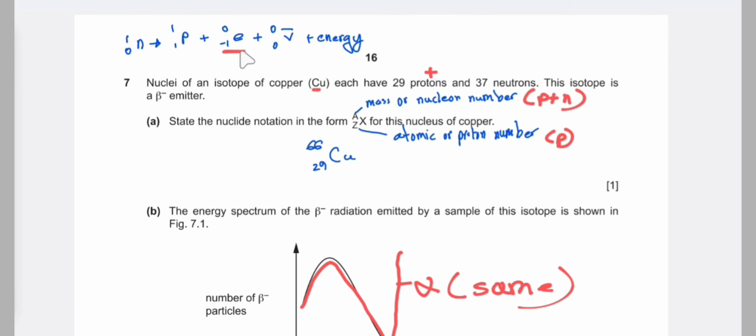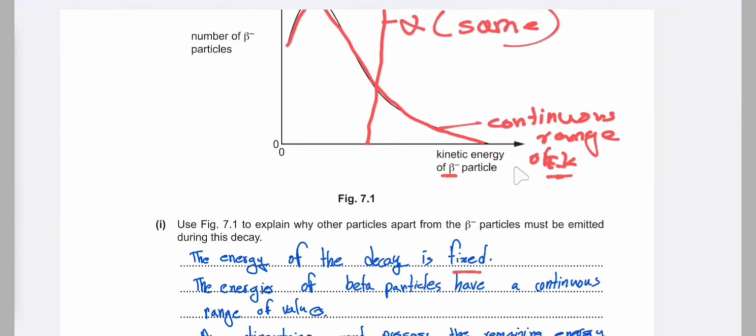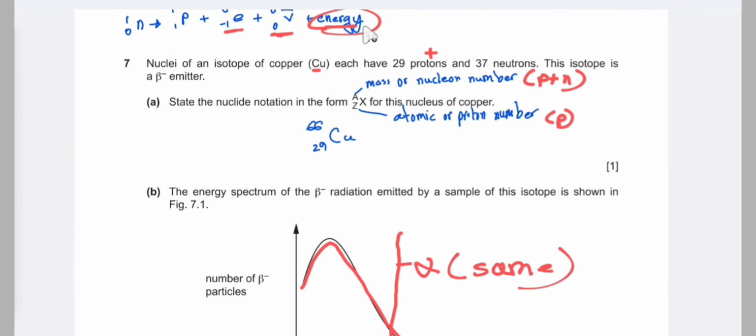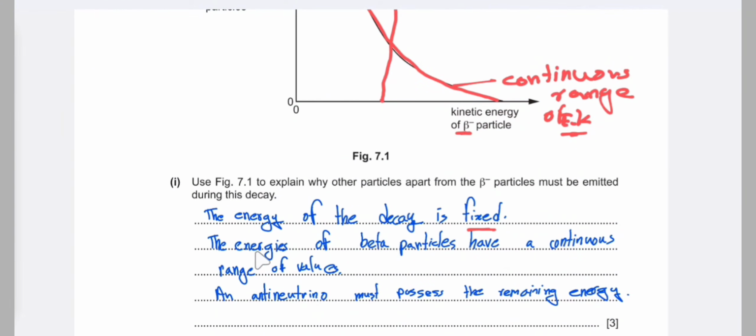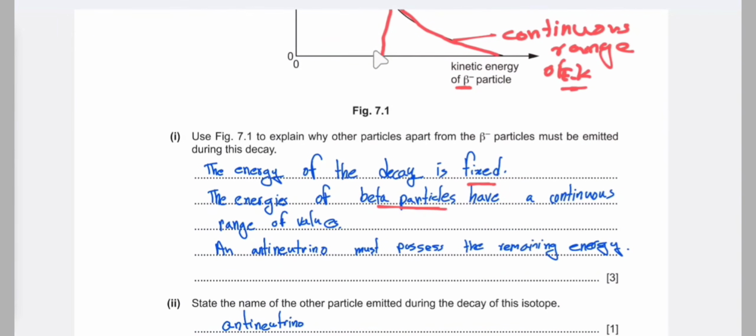So here we can see that with the beta minus particle an antineutrino is emitted, and so the energy is divided between the beta minus particle and the antineutrino. So the energy is shared. The energy of the decay is fixed, so the total energy is fixed, but the energy of the beta particle has a continuous range of values, because with the beta particle an antineutrino is emitted, and so the energy is shared between the beta minus particle and the antineutrino.